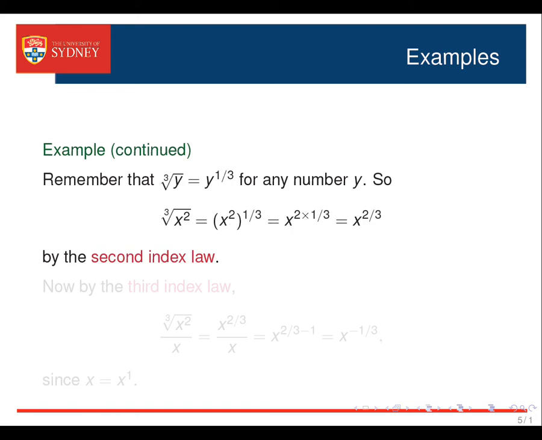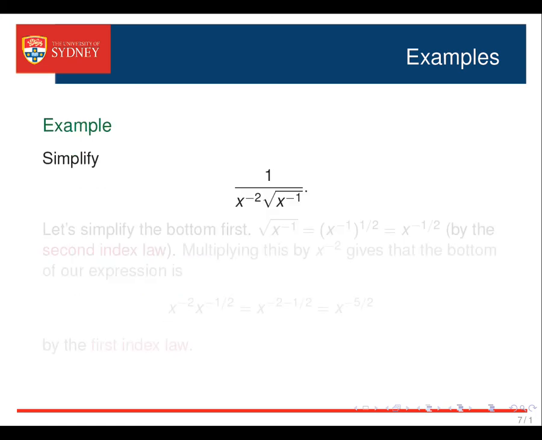The top is the cube root of x squared. Since the cube root of any number is just that number to the power of 1/3, the cube root of x squared is x squared to the power of 1/3, which is x to the 2/3 by the second index law. Remember, the second law tells us to multiply the indices together. The bottom, x, is already as simple as possible, so now we can use the third index law to subtract the indices. The index on top is 2/3, and on the bottom it's 1, because x to the 1 is x. So the third index law says the answer is x to the 2/3 minus 1, or x to the minus 1/3.